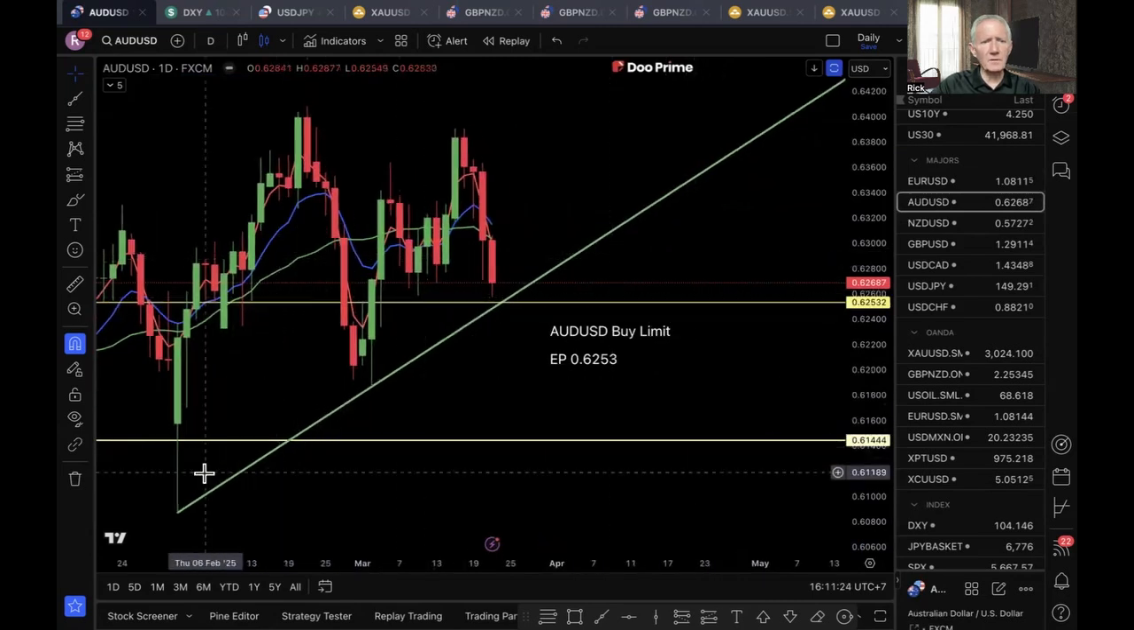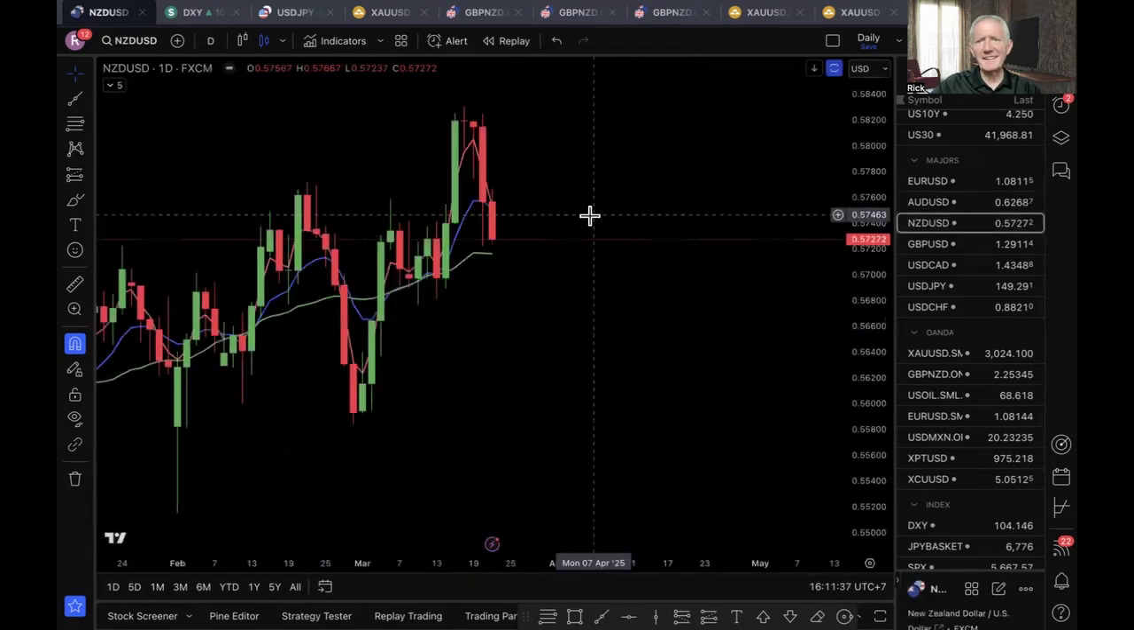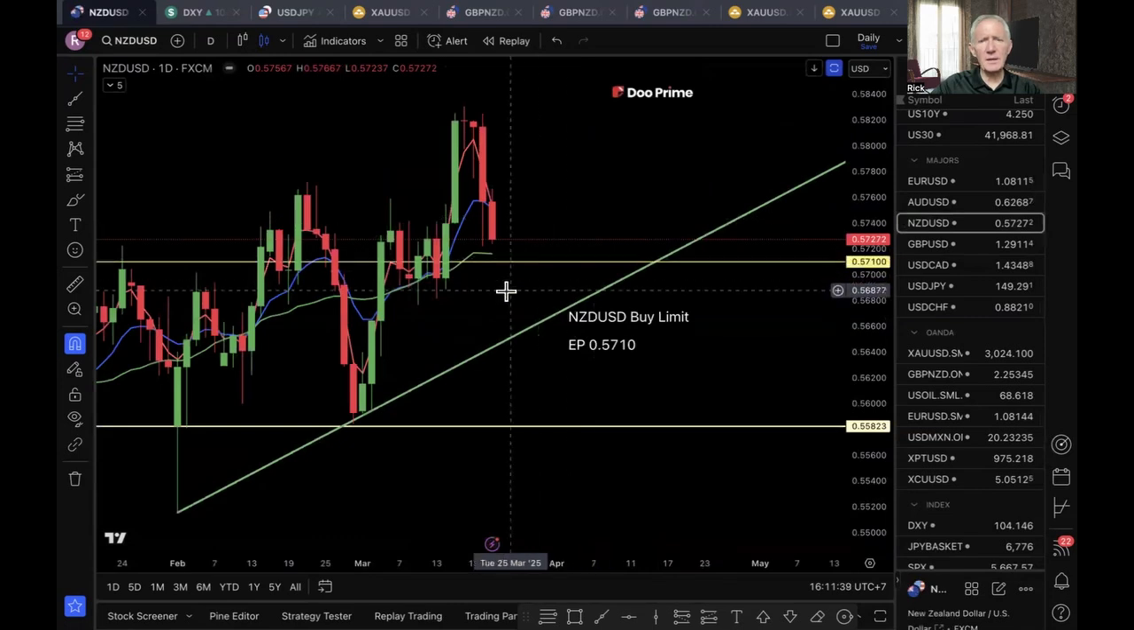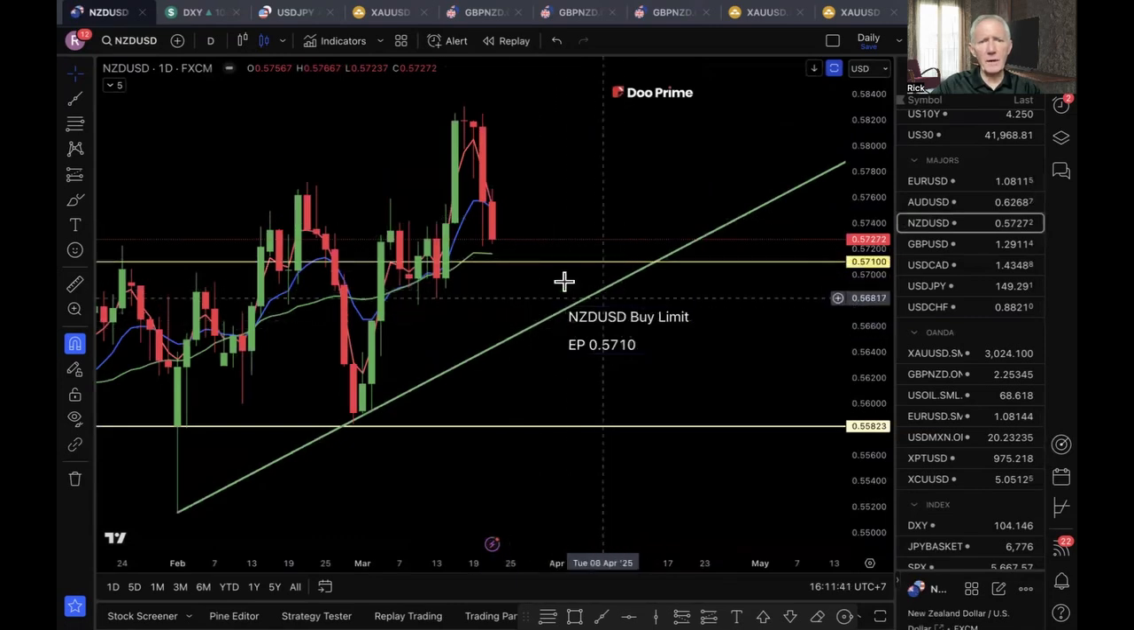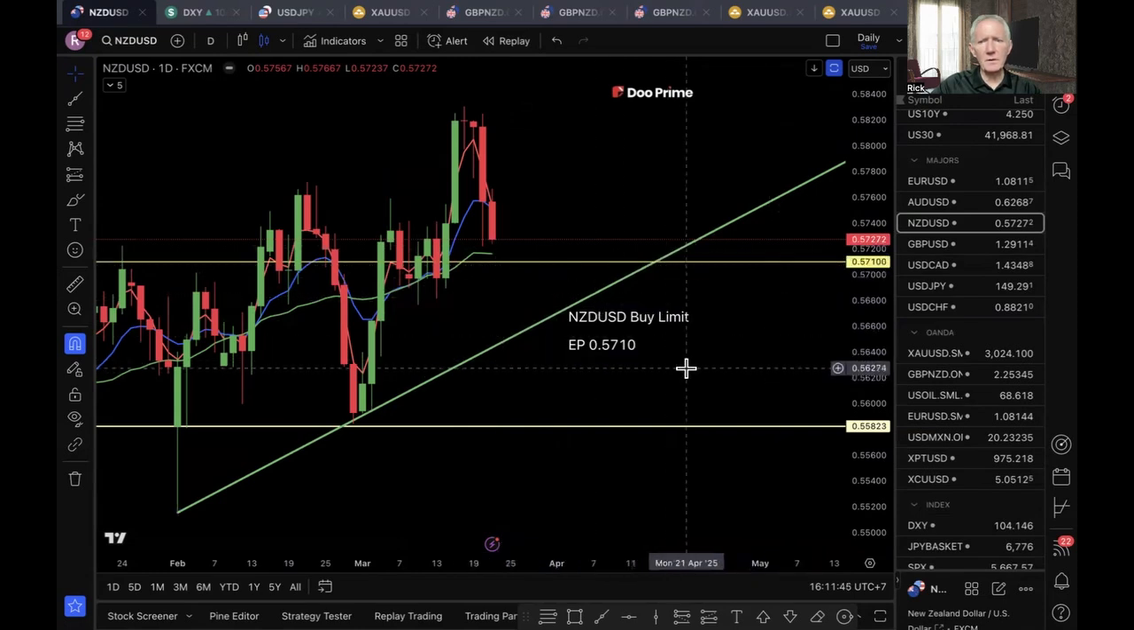Let that one just retest this trend line. So it needs to come down just a little bit more. That will be our support level at 0.6253, a buy limit on the Aussie US. And then the New Zealand US, pretty much the same as the Aussie US, a buy limit on that one. Let that come back down to our support level, 0.5710.